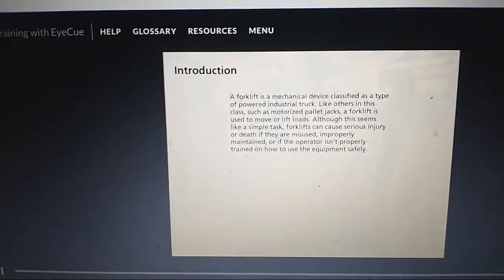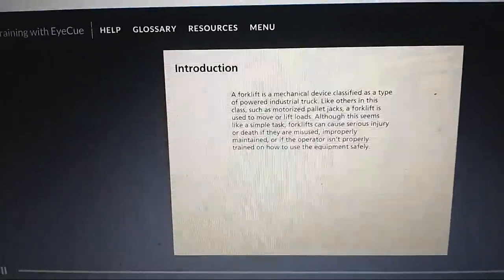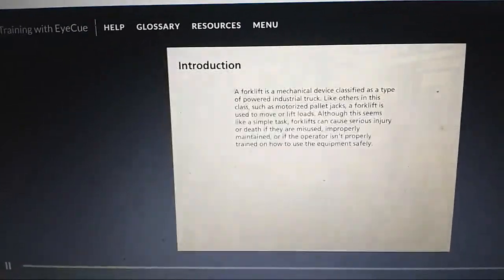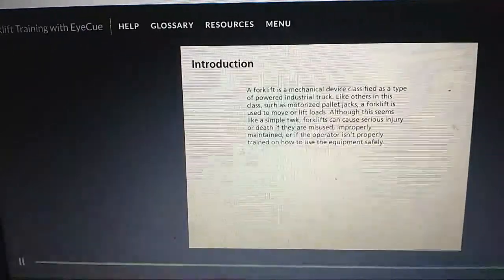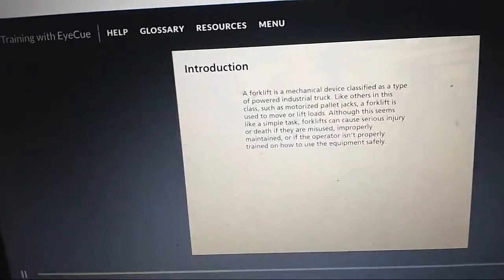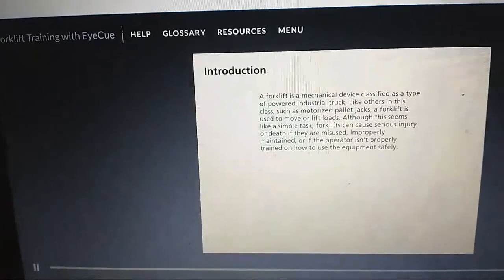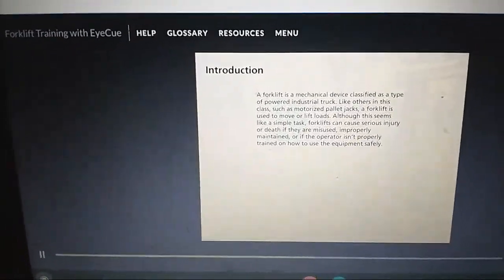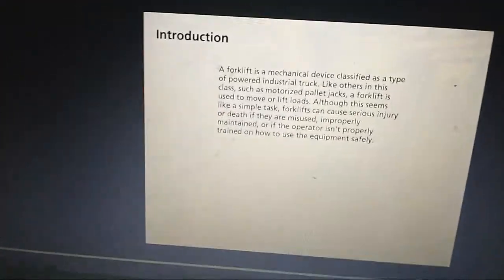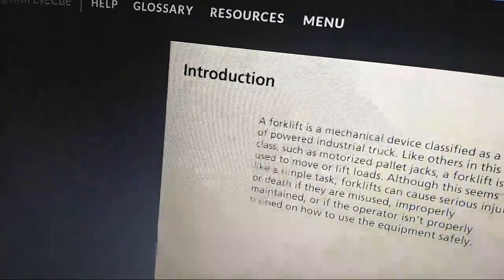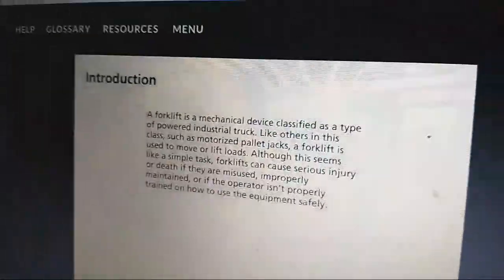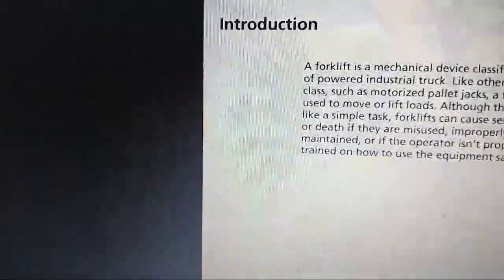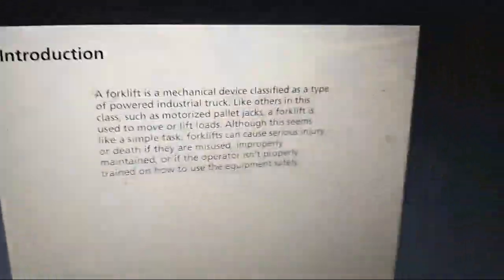A forklift is a mechanical device classified as a type of powered industrial truck. Like others in this class, such as motorized pallet jacks, a forklift is used to move or lift loads. Although this seems like a simple task, forklifts can cause serious injury or death if they are misused, improperly maintained, or if the operator isn't properly trained on how to use the equipment safely.